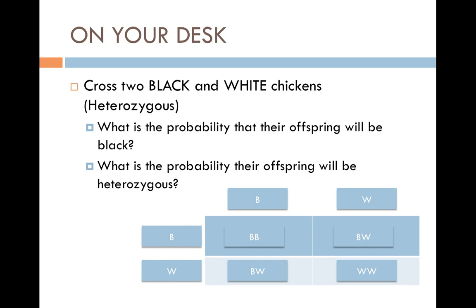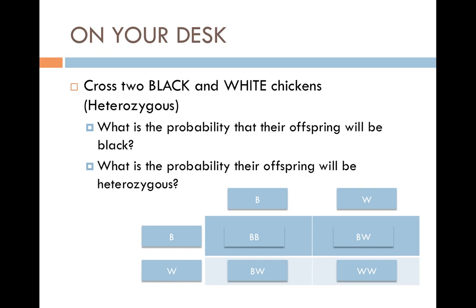So what is the probability that their offspring will be black? Well, remember, to be black, that chicken needs to inherit two copies of the black allele. So there is only one box out of these four, or about a 25% chance that their offspring will be black every time they have babies.